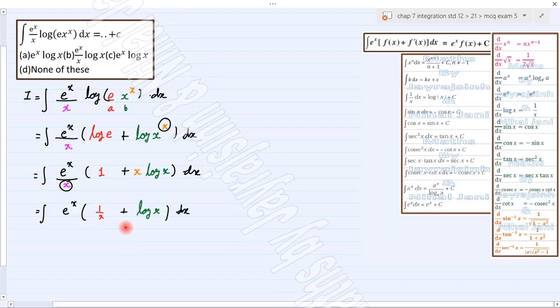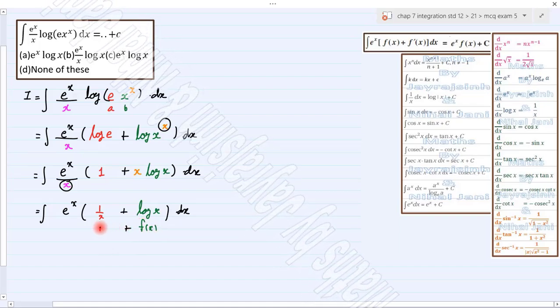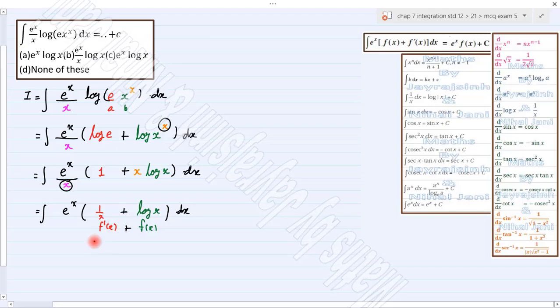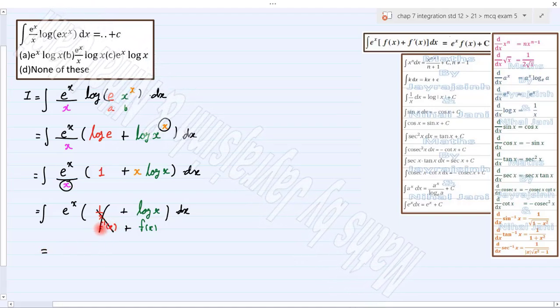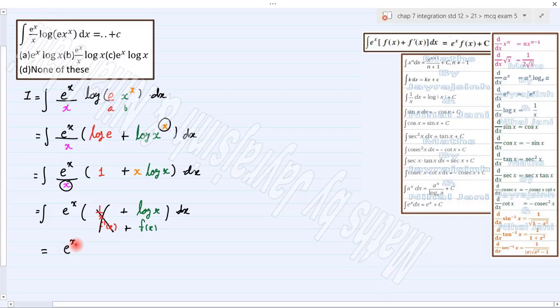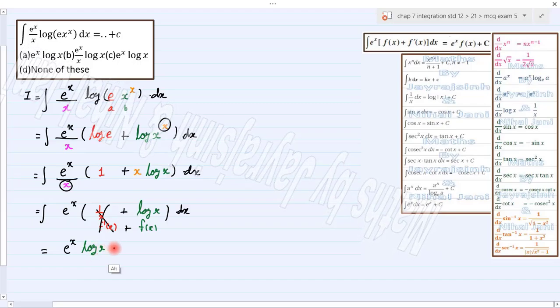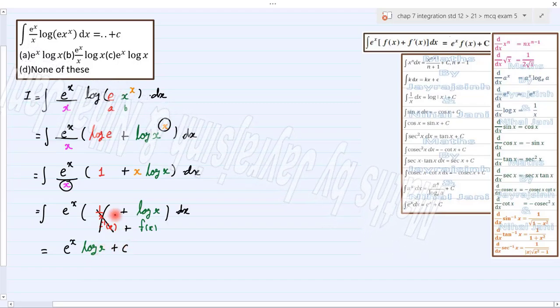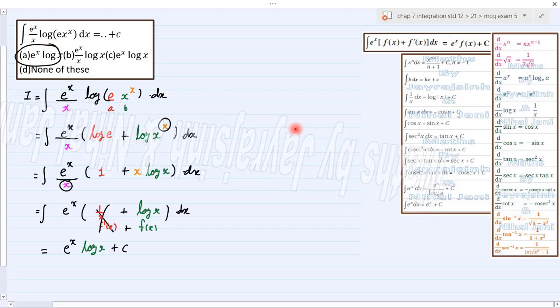So here we get e raised to x into f x plus f dash x form. And to integrate this kind of a term, we just have to ignore f dash x and your integration is done. So e raised to x into log x plus c is our final answer, which is given in option A. Ta-da!